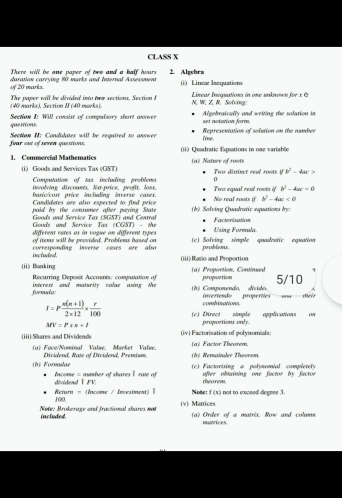Quadratic equations in one variable. In this, nature of roots: two distinct real roots if b square minus 4ac is greater than 0, two equal real roots if b square minus 4ac is equal to 0, and non-real roots if b square minus 4ac is less than 0. And solving quadratic equations by factorization and using formula, and solving simple quadratic equation problems.